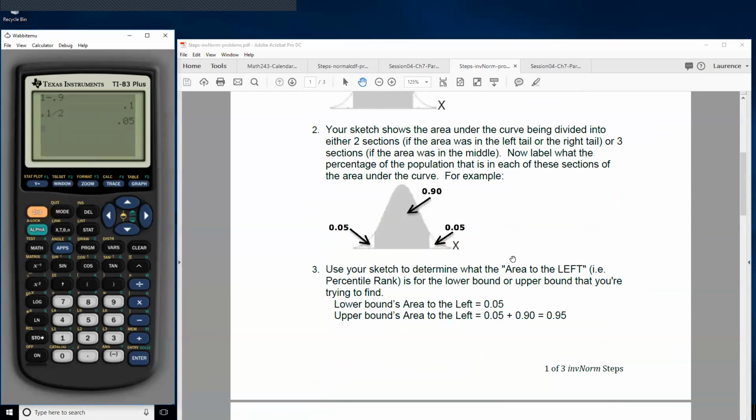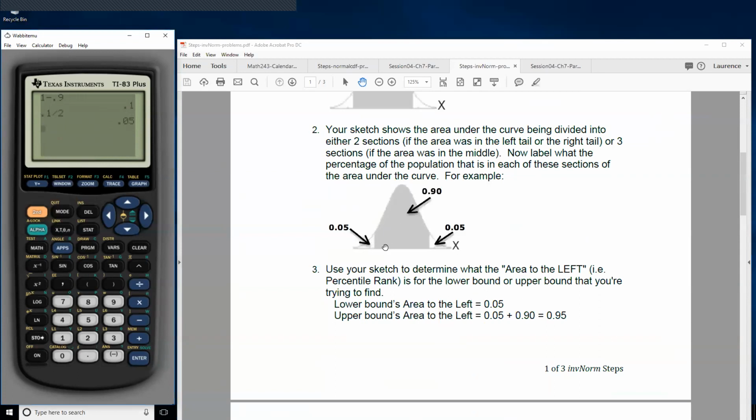Well, inverse norm will find that for you, but it needs to know the percentile rank for the data value for which you're asking. So what's the percentile rank for the lower bound? Well, what's the area to the left? 5%. So this is at the 5th percentile. Now, what's the percentile rank for our upper bound? Well, what's the area to the left? Well, I got 90% plus this 5%, so that adds up to 95%. So the upper bound's the 95th percentile.